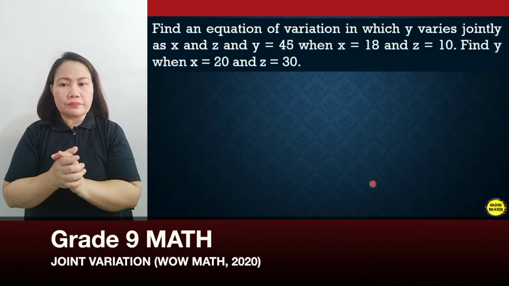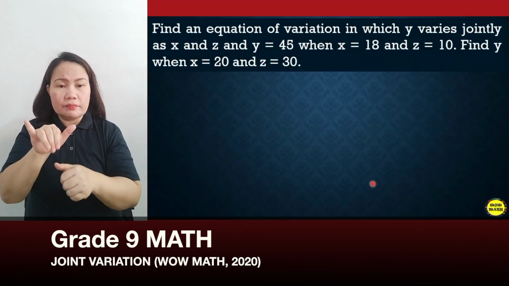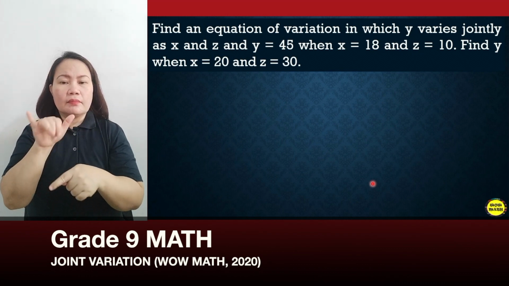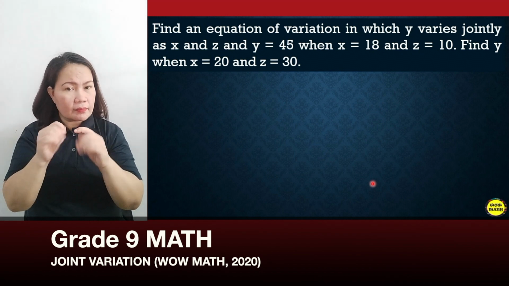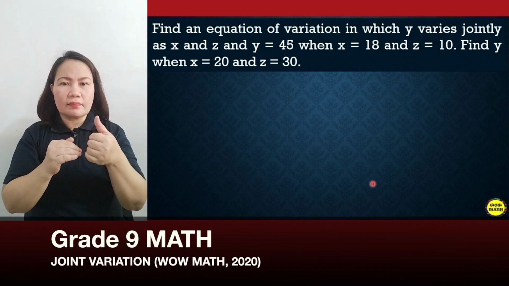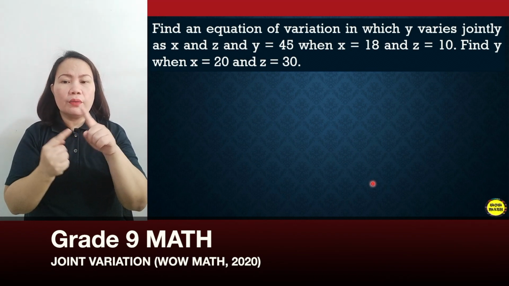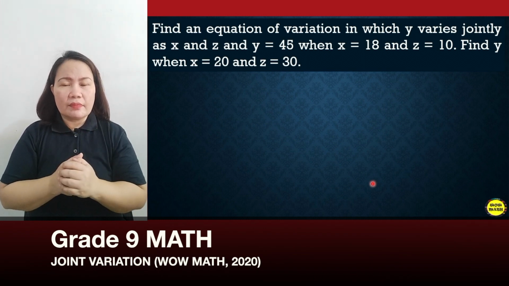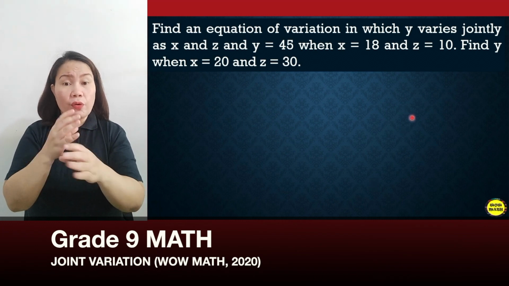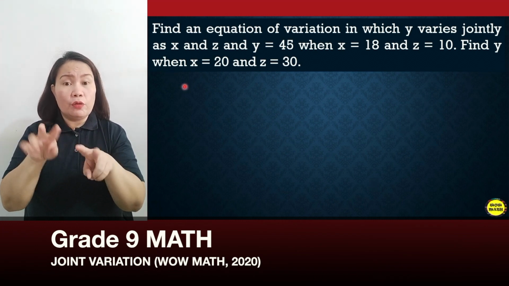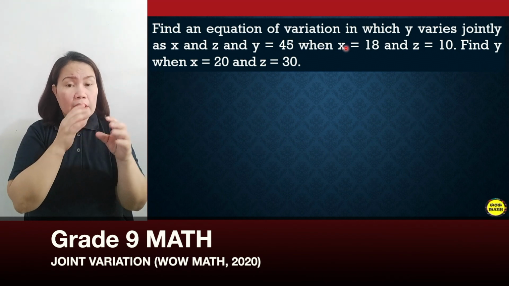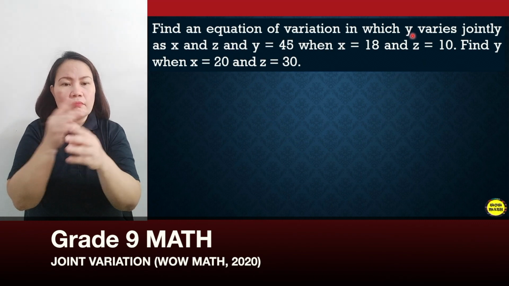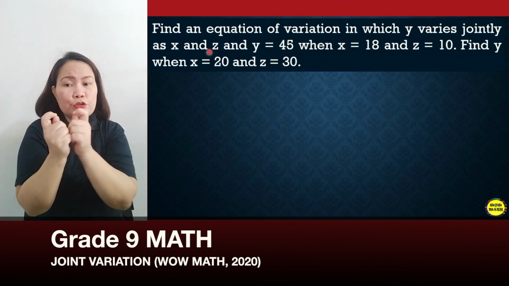Another example. Find the equation of variation in which Y varies jointly as X and Z, and Y equals 45 when X is equal to 18 and Z equals 10. So, find Y when X equals 20 and Z equals 30. So, bago natin makuha yung value ng Y, kailangan muna natin kunin yung equation of variation. So, ganun ulit. So, translate natin yung mathematical statement na Y varies jointly as X and Z.